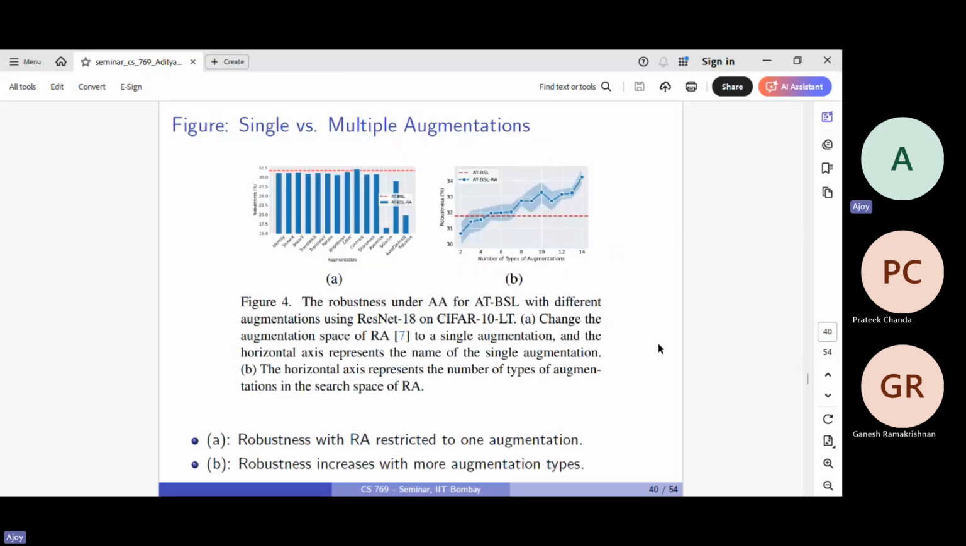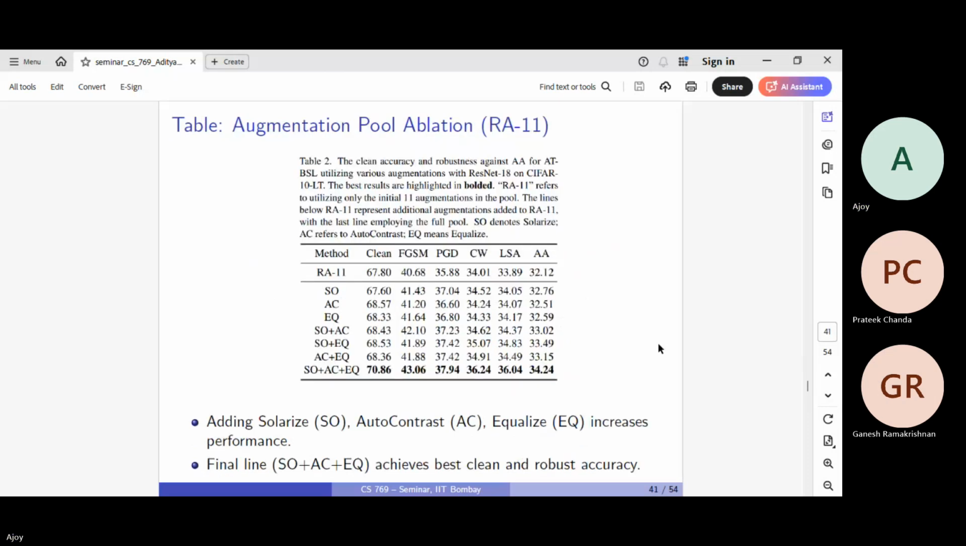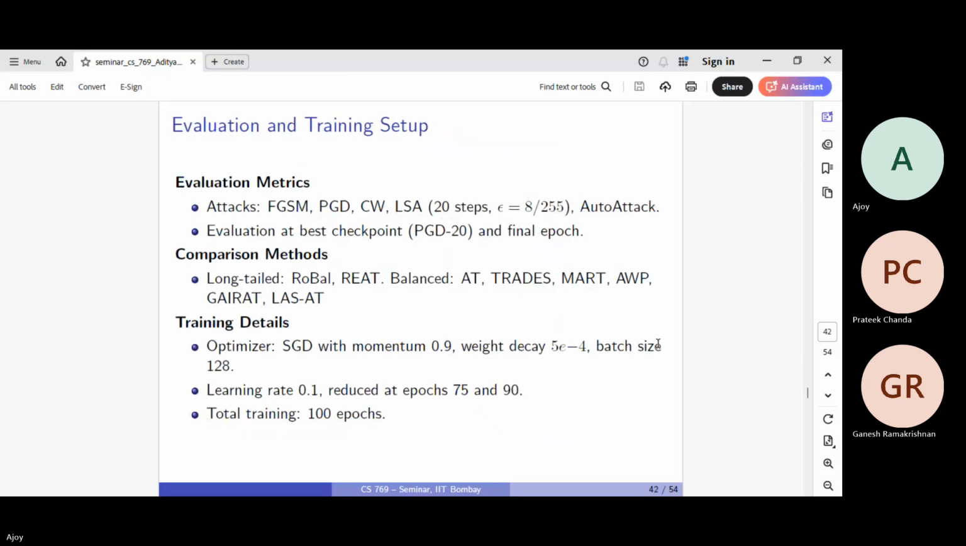Yeah. So when these are used alone, we'll get a suboptimal result. But when they are used together, as we incorporate more number of augmentations, we'll get a better one. Next. So yeah, here we can see when these are used alone, we are getting not so great results, but when they are used together, we'll get better ones.